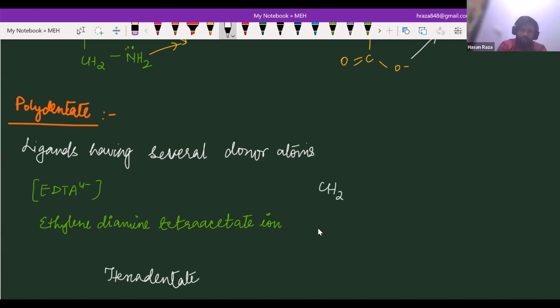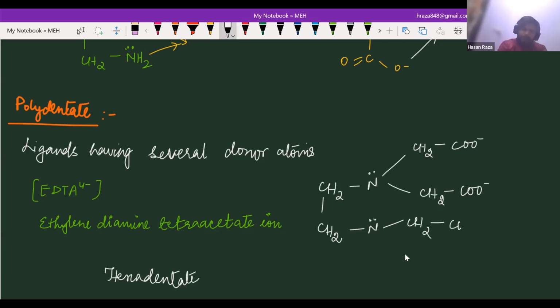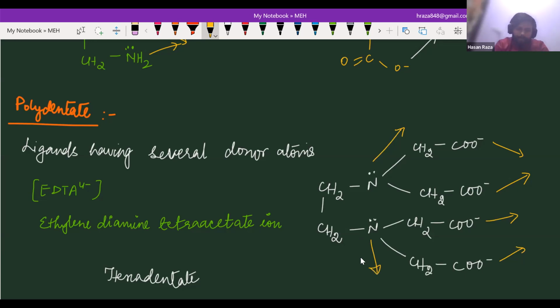Its structure is CH2 and CH2, then a nitrogen on each, and then each nitrogen carries two CH2 COO negative arms. So it can bind through both nitrogens and also through the four carboxylate groups. Alone it has 6 donor sites, that's why it can bind through 6. Is that clear?